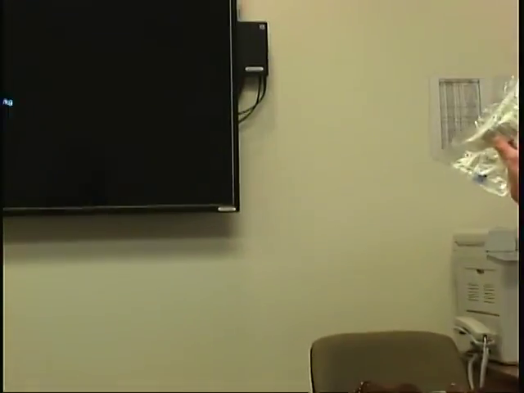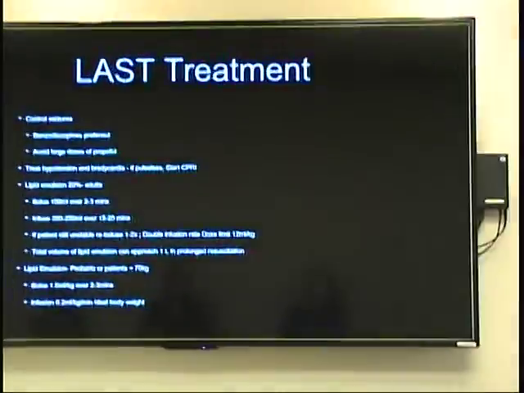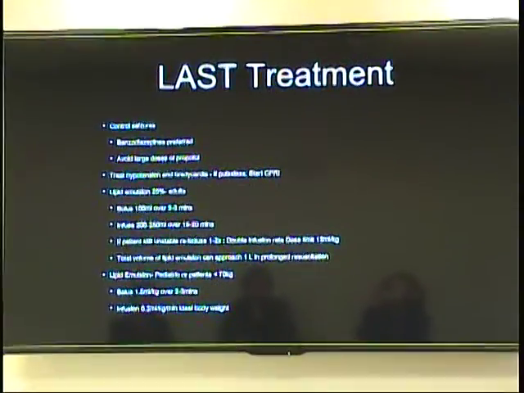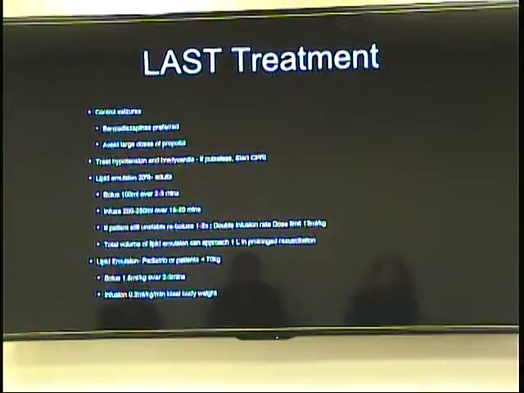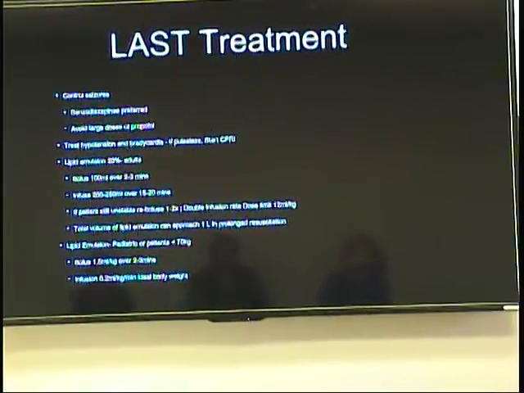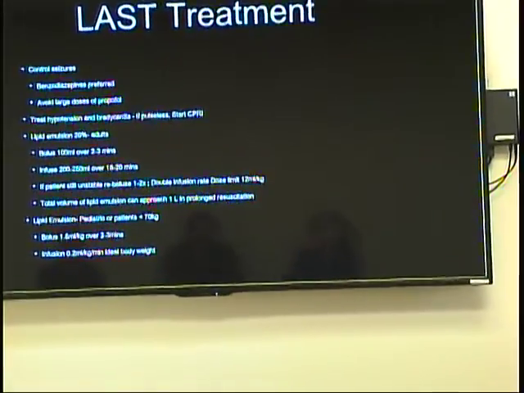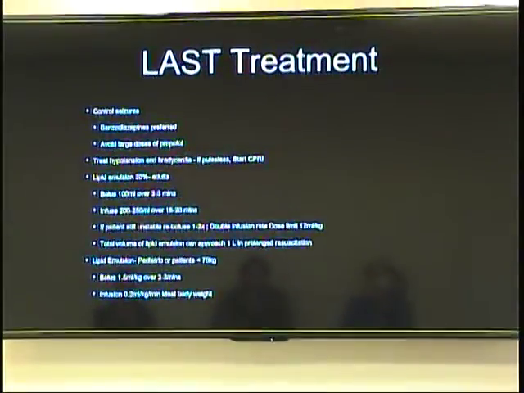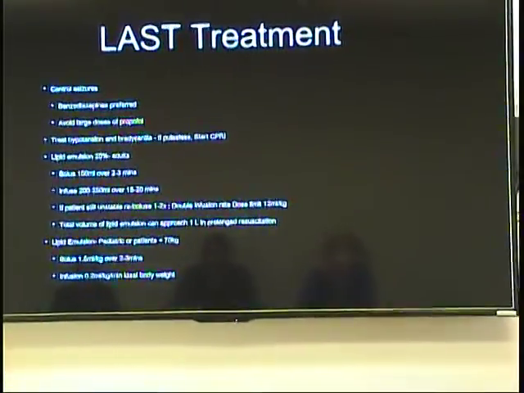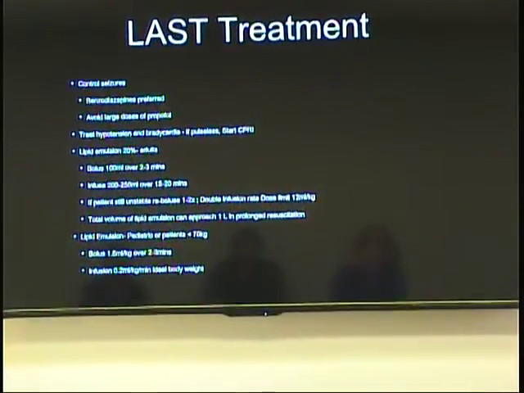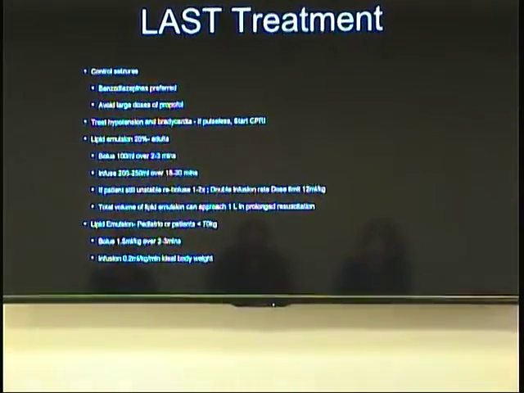So treat the hypotension, bradycardia, with lipid emulsion. So you bolus this bag over 2 to 3 minutes, and then you infuse 200 to 250 over 15 to 20 minutes. If a patient's still unstable, you bolus 1 to 2 times. You can double the infusion rate. The dose limit is 12 milliliters a kilogram, and so in an adult, that total volume can approach a liter.